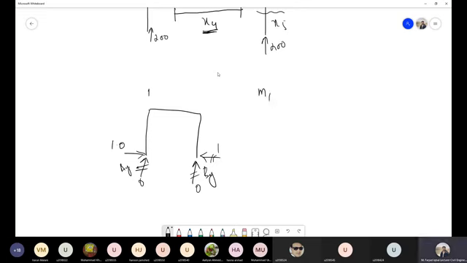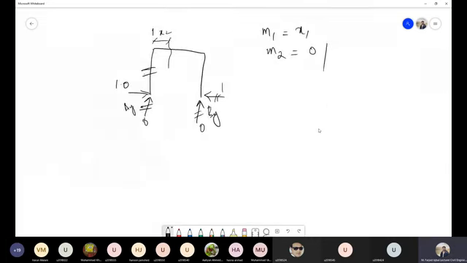So what will be the moment equation for section 1? x1. That will be x1. For section 2, that is over here. It will be 0. Anyone else? x2, sir. How come? Have you resolved this frame? It will be 0, it will be 0 only.